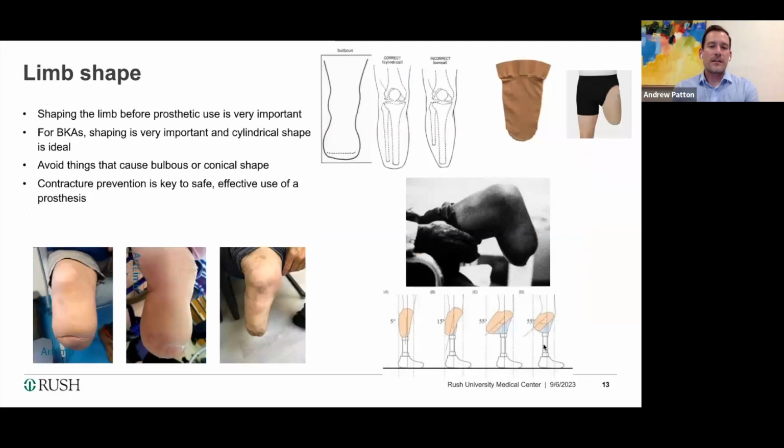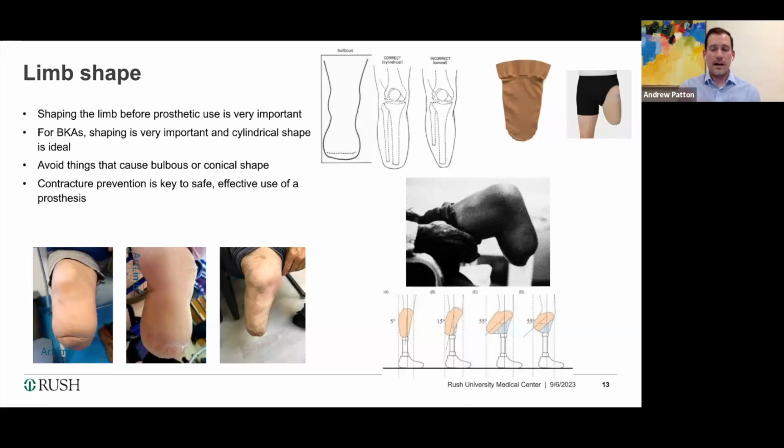So limb shaping is another really important piece. I talked about it a little bit before, and I demonstrate this with a couple of pictures and hit some high yield things that you'll want to know for when you're in prosthetics clinic. So shaping the limb before you start using the prosthesis is really, really important, especially for BKs.